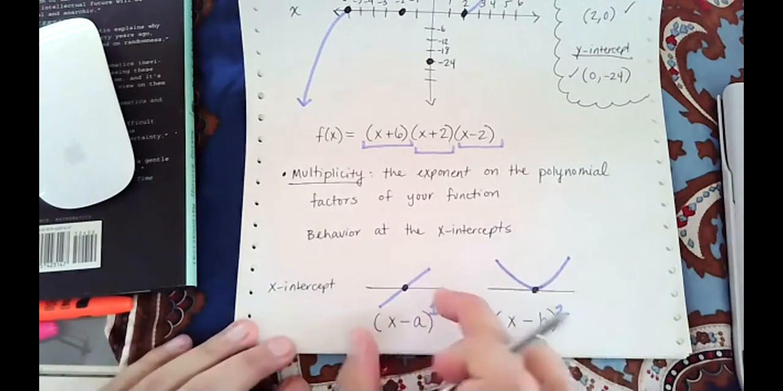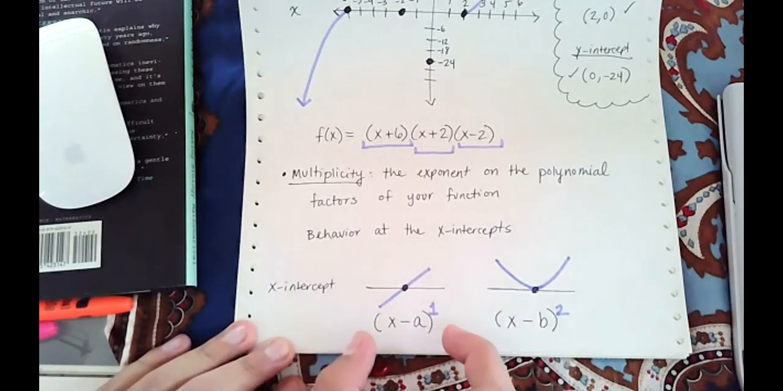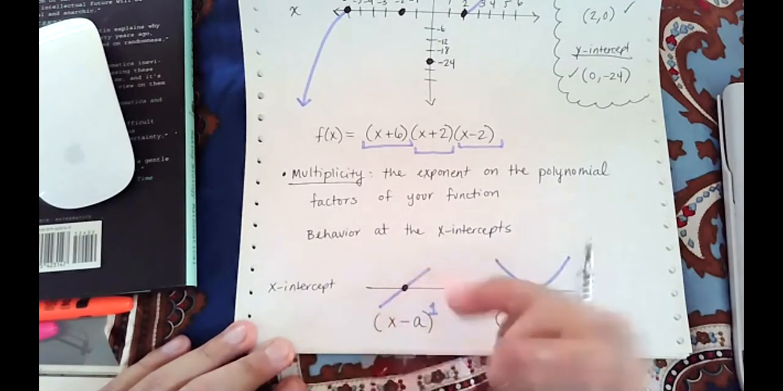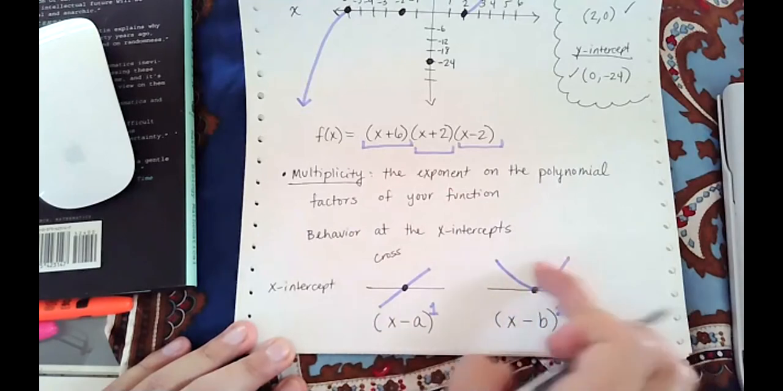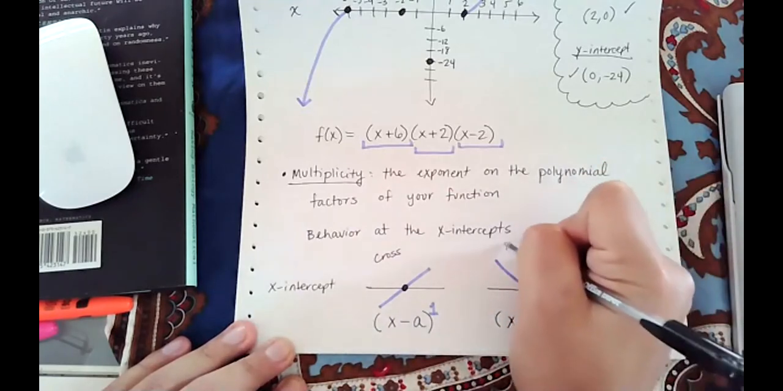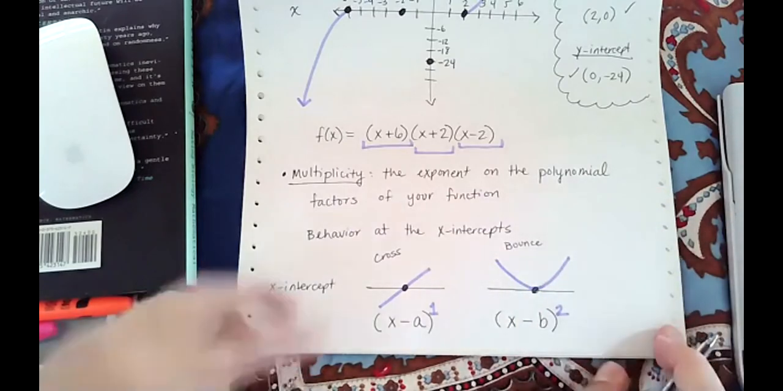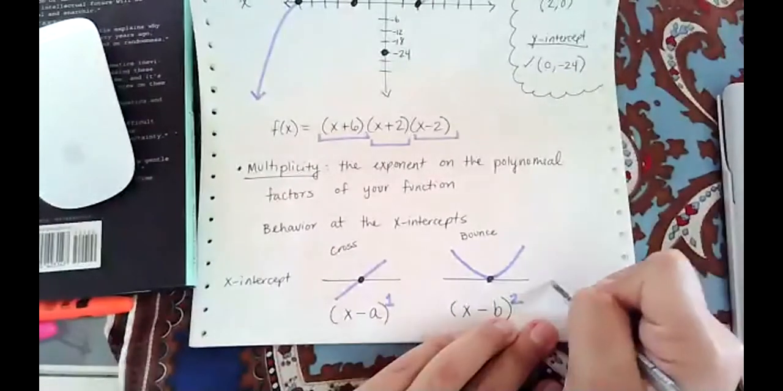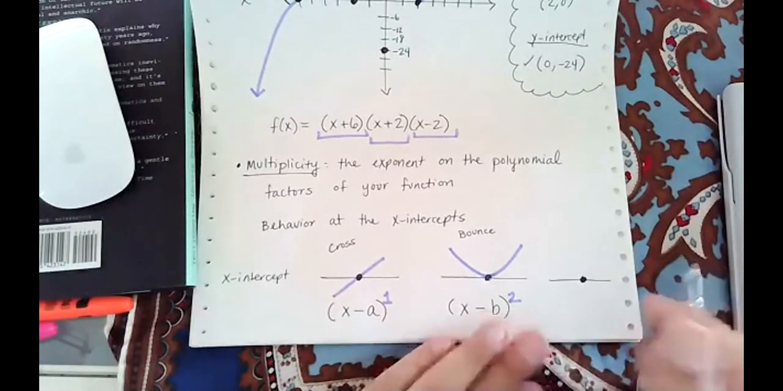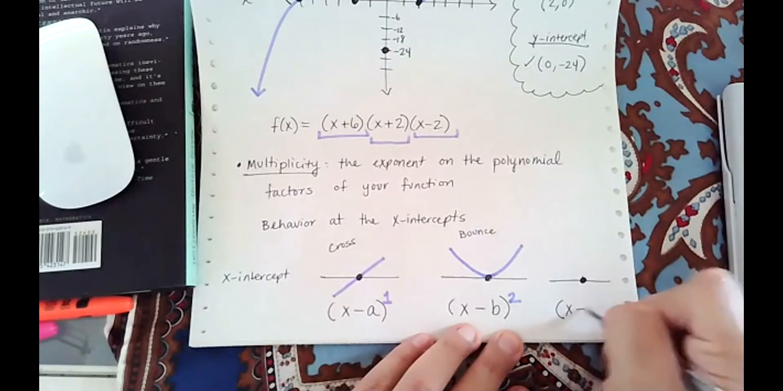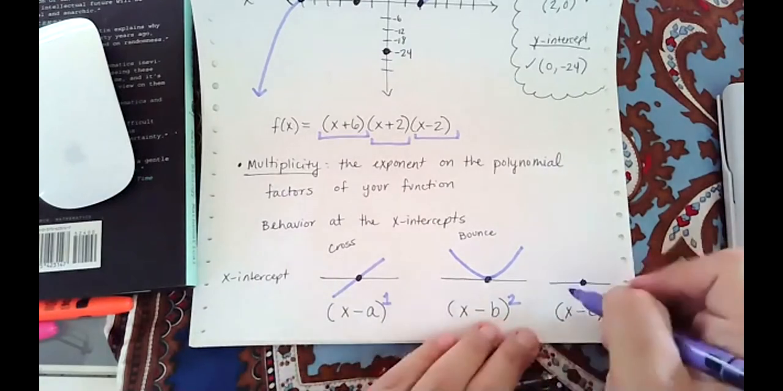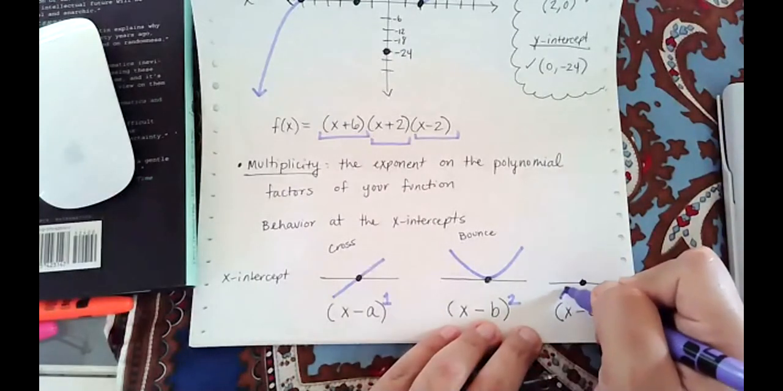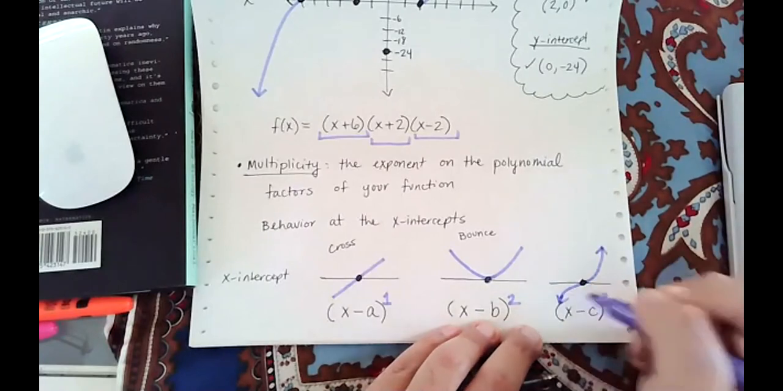So when I talk about this, I'll sometimes say, because the multiplicity of this factor is 1, you're going to cross over the x-axis. But if you had a multiplicity of 2, then you would just touch the x-axis and then bounce off in the same direction. So I would call this a bounce. If the multiplicity was 3, so you had some other factor where you had x minus c, but it was raised to the third power, then the function would sort of squiggle through, sort of like a cubic function.